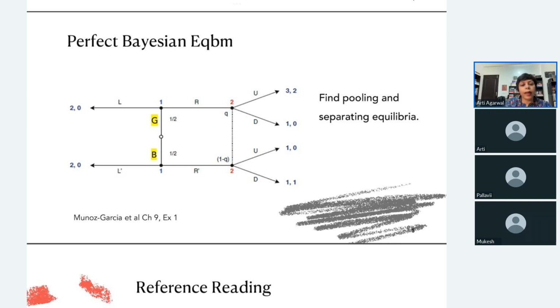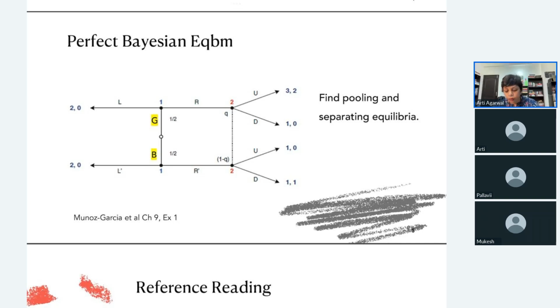Player 1 can be of type G or type B, and the probability of nature selecting type G or type B is half. This is what we call the prior probability in Bayesian literature. Now, Q is player 2's belief about what type he's actually facing.